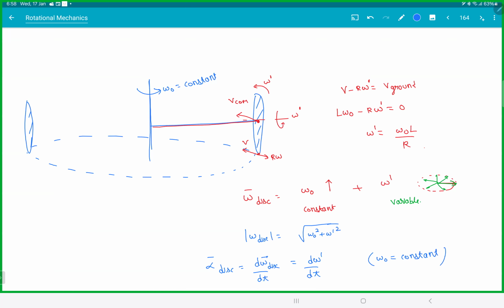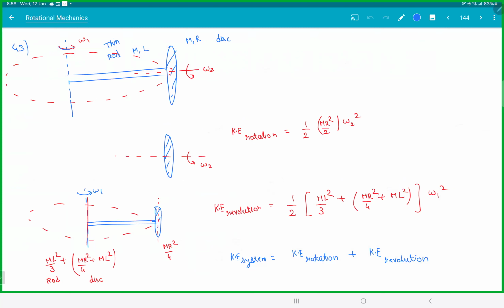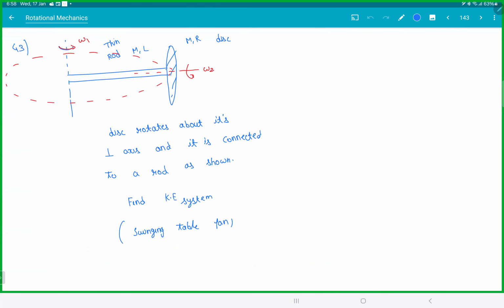Kinetic energy. Again, you're missing this point. There are two parts. Remember, there is translation and rotation. In rotation, there is rotation and revolution. I hope this part is clear. Have a look at this. Try, I'll give you a minute more. Let's try to find alpha. Energy, it will come now. Energy is actually easy. If you remember, isn't this the energy question? Yes, that question. The energy is the same as in this question, the swinging table fan one.